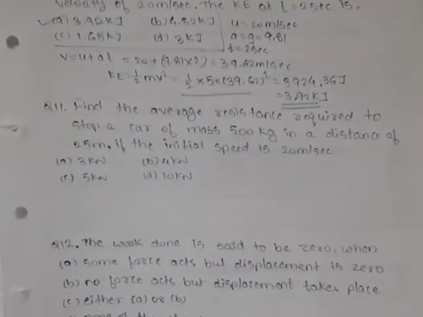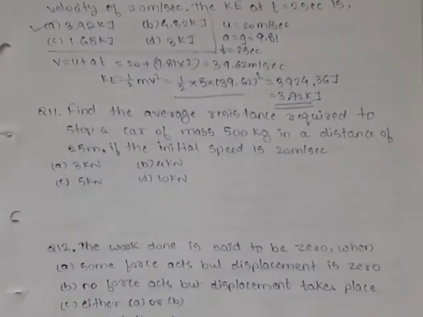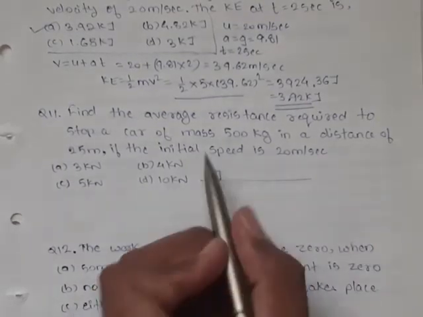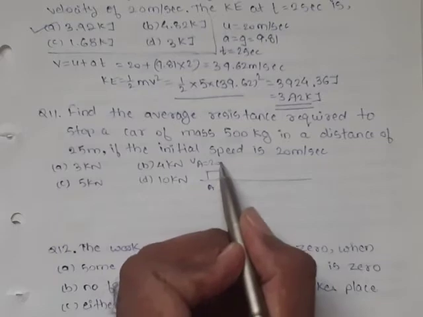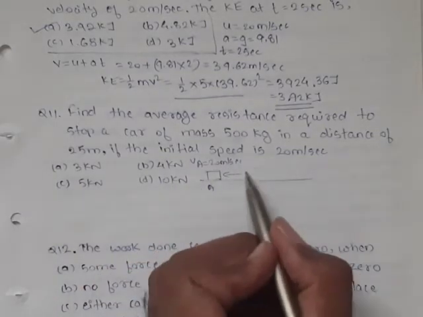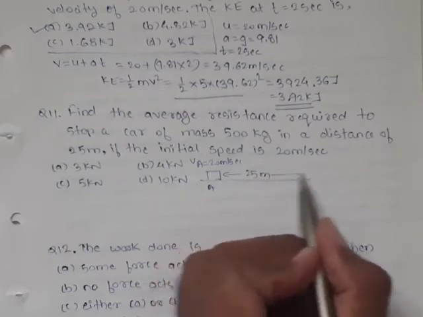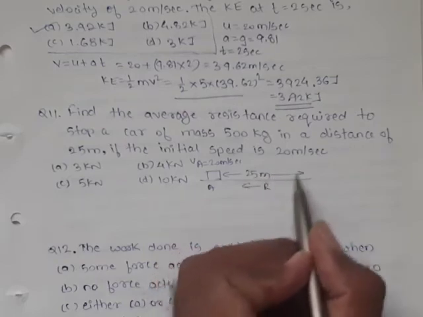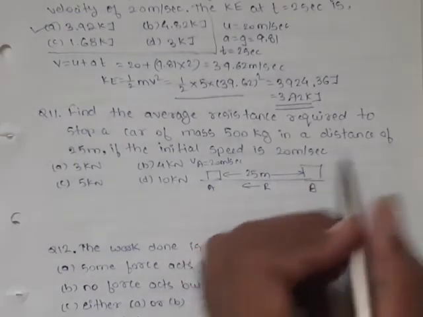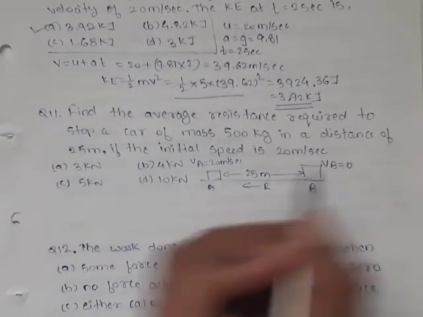Question 11. Find the average resistance required to stop a car of mass 50 kg in a distance of 25 meter if the initial speed was 20 meter per second. So here, initially at point A, VA was 20 meter per second. Now it has traveled a distance of 25 meter before it came to rest. So a resisting force was acting, so the particle came to rest. So at point B, velocity Vb has become equal to 0.